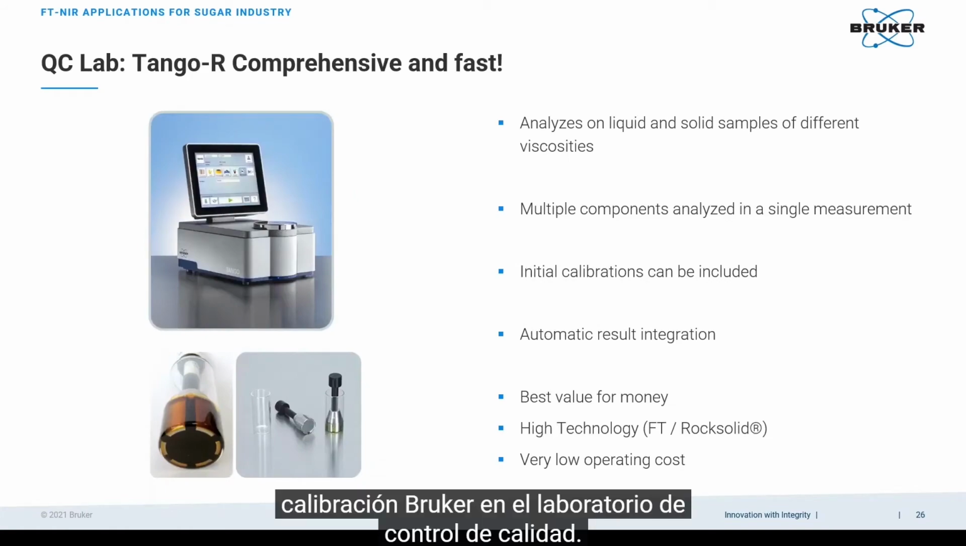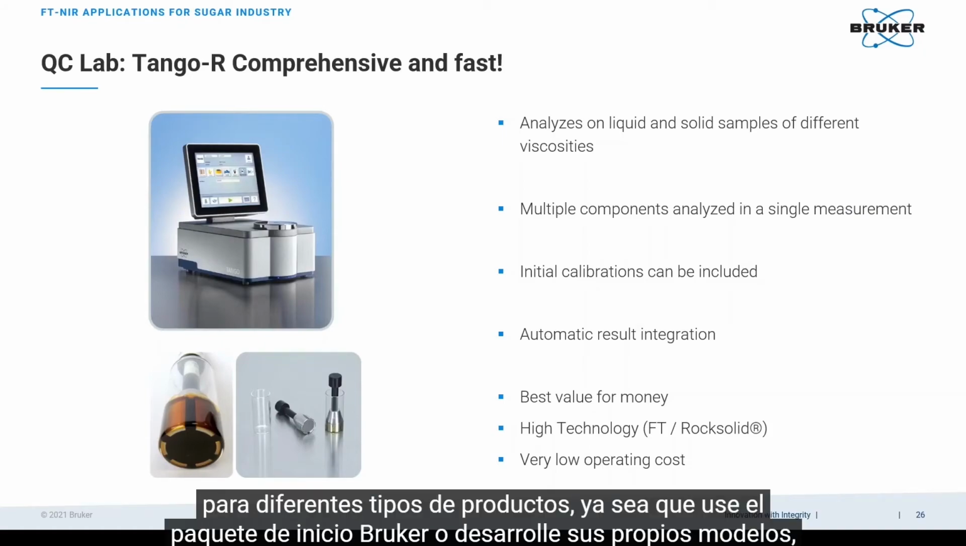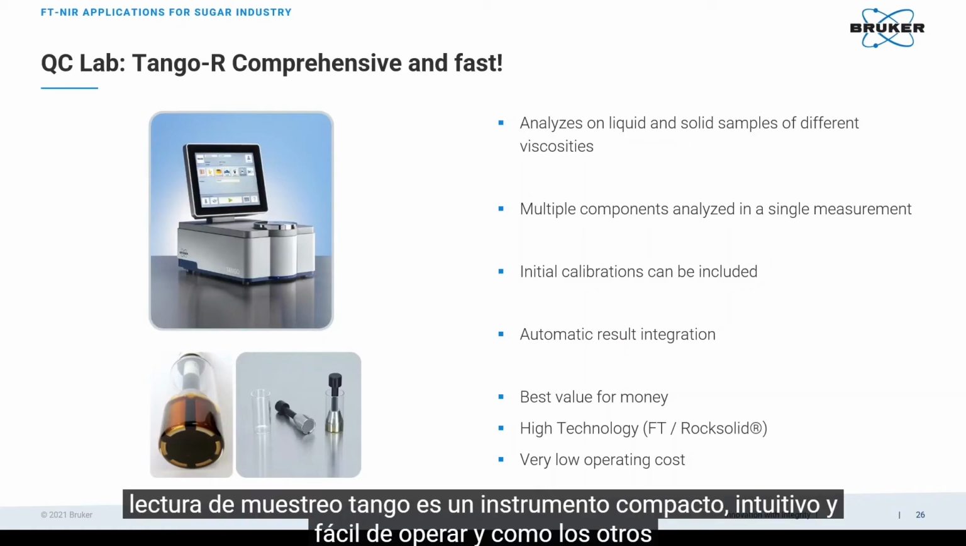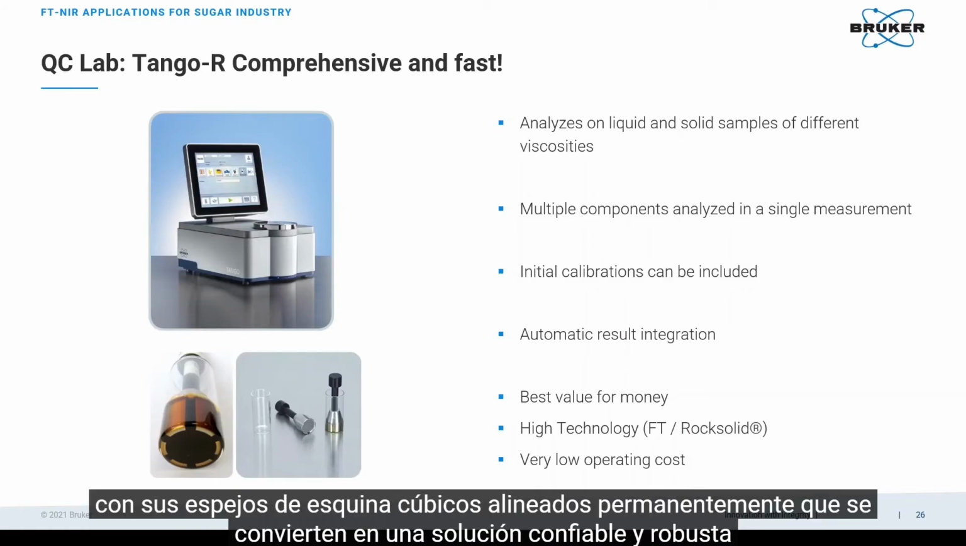At the QC lab, Tango R is a comprehensive solution and can handle liquid, solid, and paste samples. Tango comes with the right accessories to provide the best sampling technique for different types of products. Whether you use Bruker StarterSpec or develop your own models, the instrument can generate up to 10 results with a single sampling reading. Tango is a compact, intuitive, easy to operate instrument, and like the other FT-IR instruments from Bruker, it's built with the high technology rock-solid interferometer, with its permanently aligned cubic corner mirrors, turning into a reliable and robust solution.